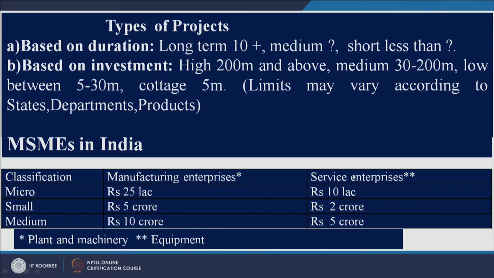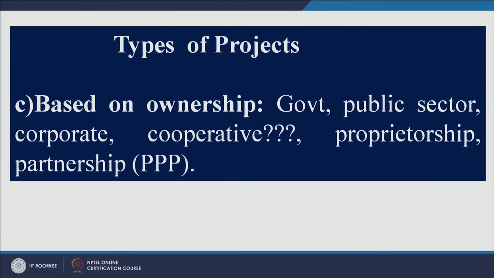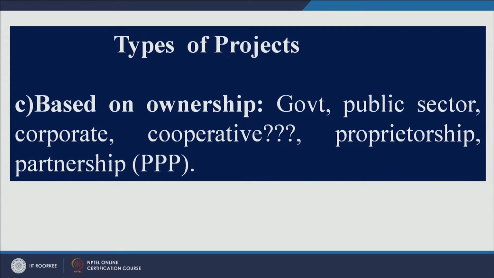On the other hand, you have service enterprises. Here we look at the investment in equipment, not in land and building. So let's say if the investment is rupees 10 lakh, then it would be termed as micro service enterprise. If it is 5 crore, then it would be termed as medium service enterprise. You can also classify projects on the basis of ownership. So you can have government project, public project, a combination of these two, or you can have a cooperative project, proprietary project, partnership project, and so on. So who is holding how much ownership decides what kind of project it is.